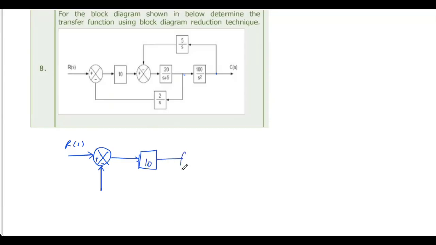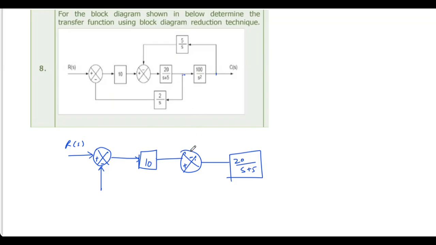Then you will have a summer here, 20 by S plus 5. And since you are removing this from here to here, it is multiplied by 100 by S square. That multiplication is removed here, so you'll have to multiply here so that you get the correct ones.